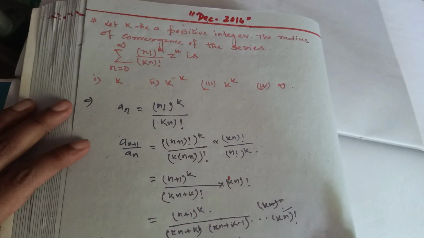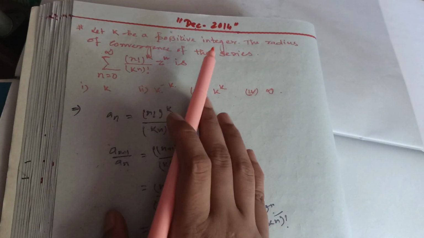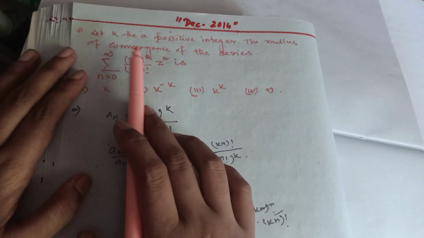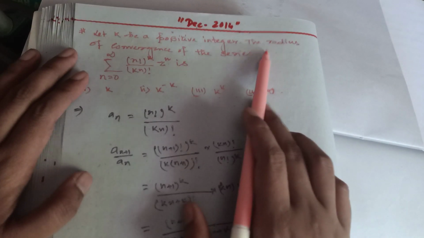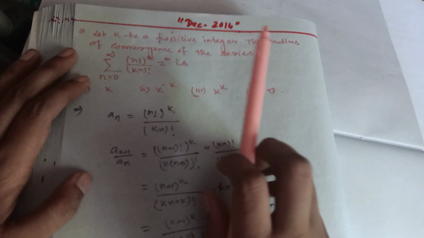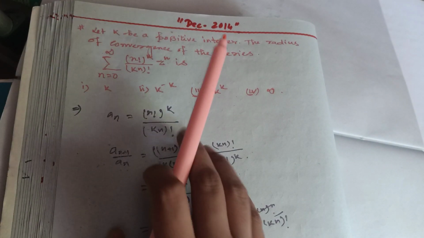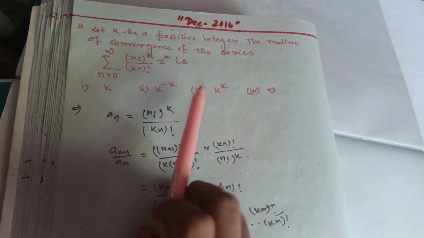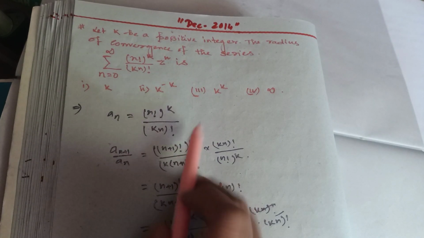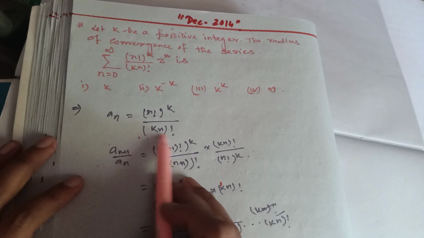Now go to the next question. December 2014. Let k be a positive integer. Find the radius of convergence of this power series. So obviously we see that here the an term is n factorial to the power k by k n factorial.